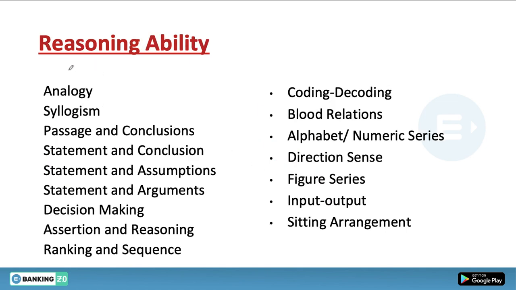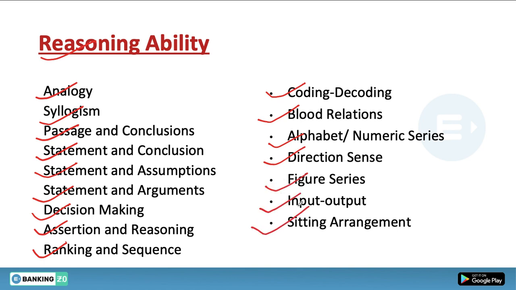Now, talking about the reasoning ability, you will have to study analogy, syllogism, passage and conclusions, statement and conclusion, statement and assumptions, statement and arguments, decision making, assertion and reasoning, ranking and sequence, coding decoding, blood relations, alphabet and numeric series, direction sense, figure series, input output, and the seating arrangement. So this was the syllabus for reasoning ability.